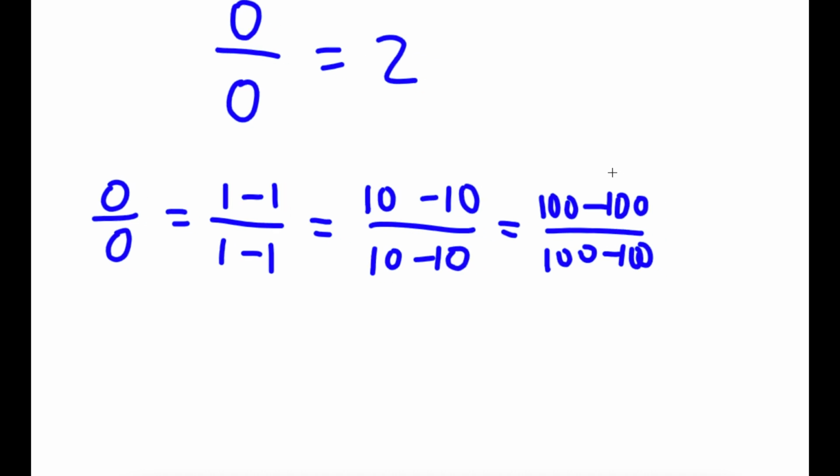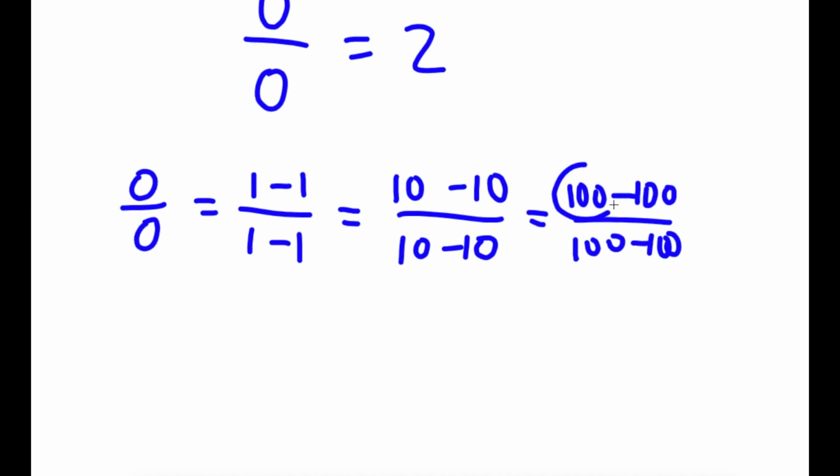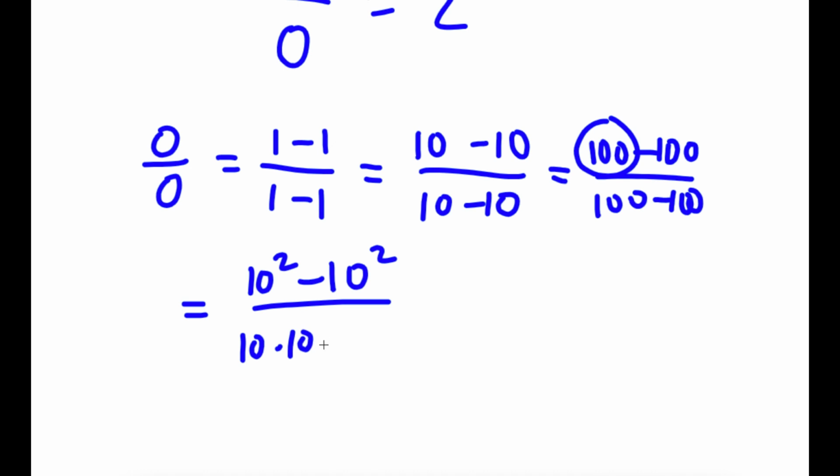Now I'm going to simplify 100 minus 100 over 100 minus 100. So 100 is the same thing as 10 squared, right? So this is the same thing as 10 squared minus 10 squared for our numerator, because 10 squared is 100, so 100 minus 100 is the same thing as 10 squared minus 10 squared. And for my denominator, 10 squared is the same thing as 10 times 10, so I'm going to write 10 times 10 minus 10 times 10. And this is again equal to 0. This is still 0 over 0.